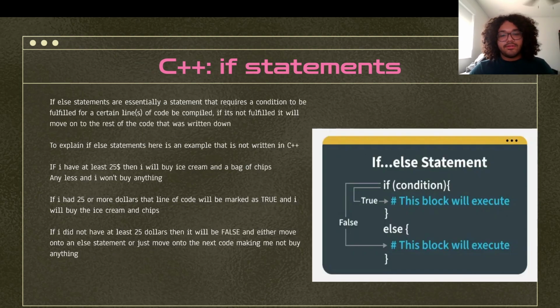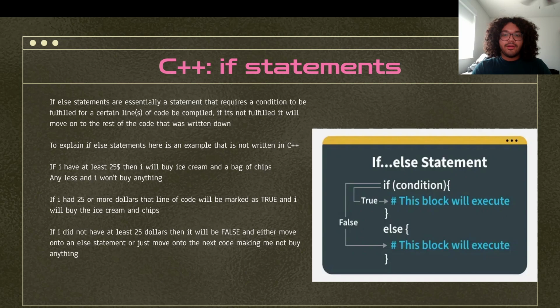Now we have if-else statements. If-else statements are pretty simple. It's essentially like, if this is true, then this will happen, and in any other instance where that is not true, this will happen. I have an example here, not in coding language: if I have $25, then I will buy ice cream and a bag of chips. In any other instance that I don't have $25, I will not buy anything. That's essentially what an if-else statement is. It can go a little bit deeper than that, but in the most basic terms, that's just what it is.